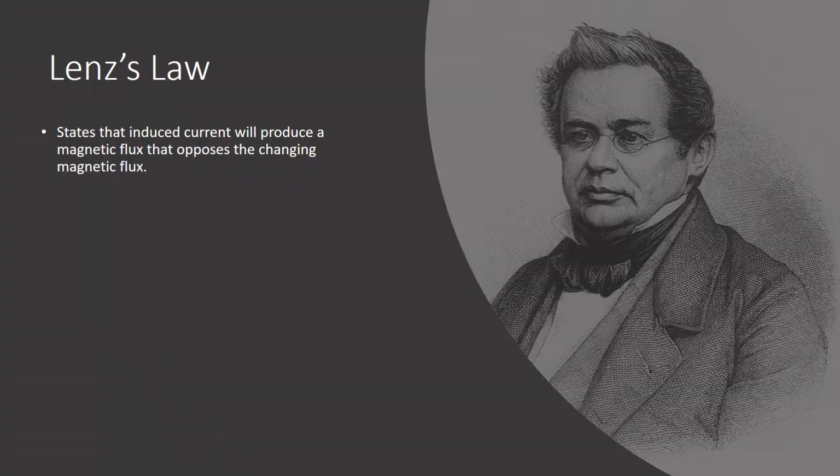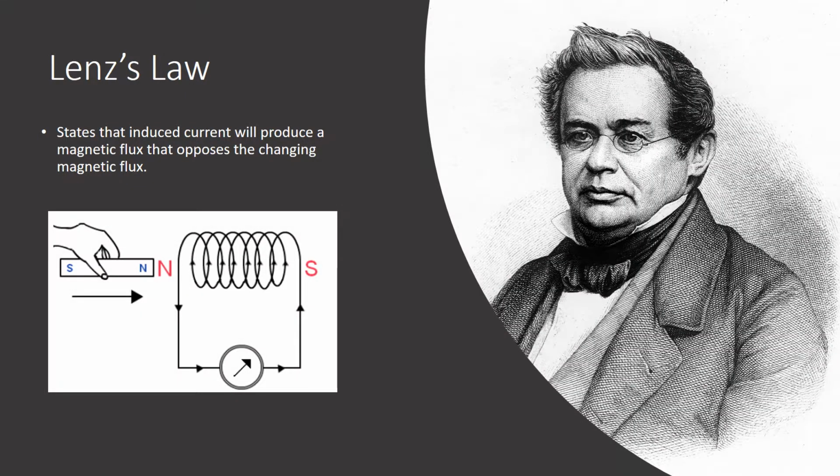Lenz's law is all about opposing change. It states that the induced current will produce a magnetic flux that opposes the changing magnetic flux. In this diagram, when the magnet is being pushed into the coil, it experiences an increasing magnetic flux towards the right. And to oppose this, the coil will have an anti-clockwise induced current to produce a magnetic flux that is directed towards the left, because it does not like the change, so it will try to counteract it. Hence, the magnetic field produced by the induced current is also opposite to the motion of the magnet to, again, oppose the change.